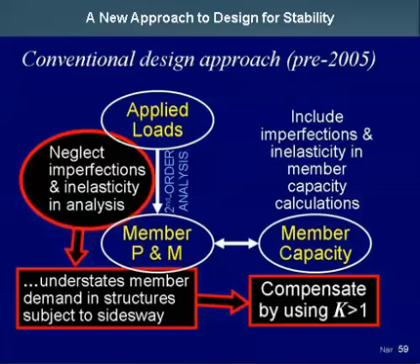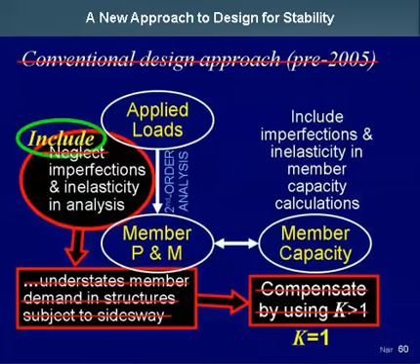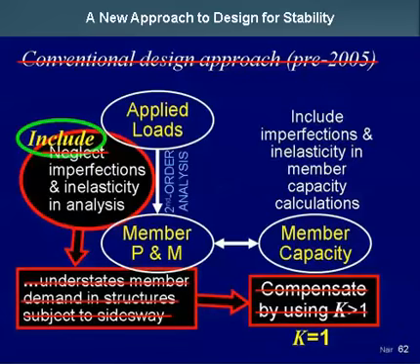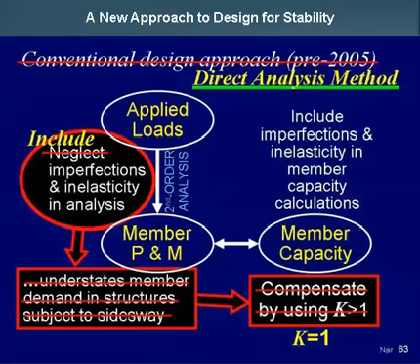And all of these are caused by this process of neglecting imperfections and inelasticity and then compensating for it by using K greater than 1. Well, suppose we included imperfections and inelasticity in the analysis. Then all these problems go away, the need to use K greater than 1 goes away. And this method, where we include imperfections and inelasticity in the analysis, is the new direct analysis method in the new specification.